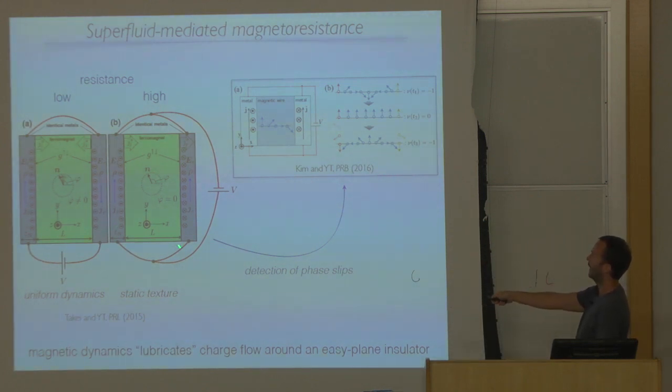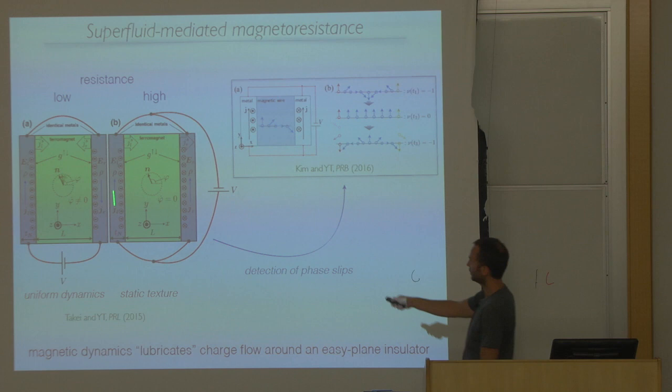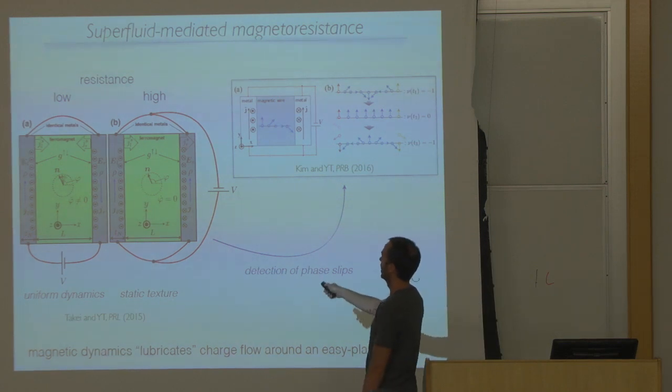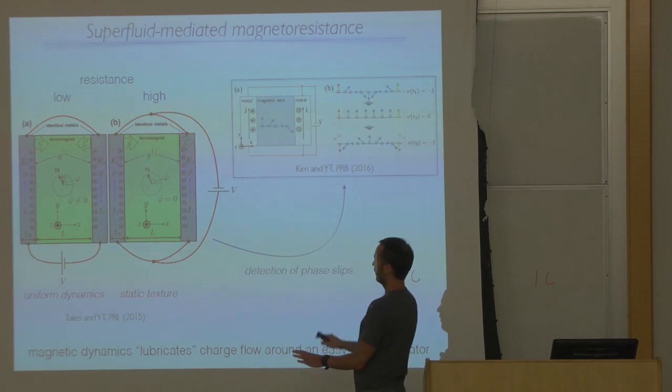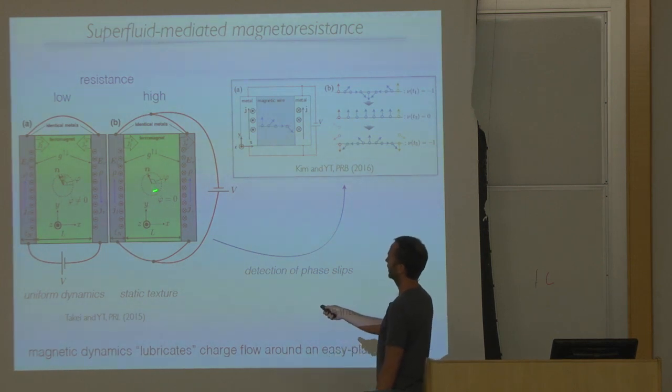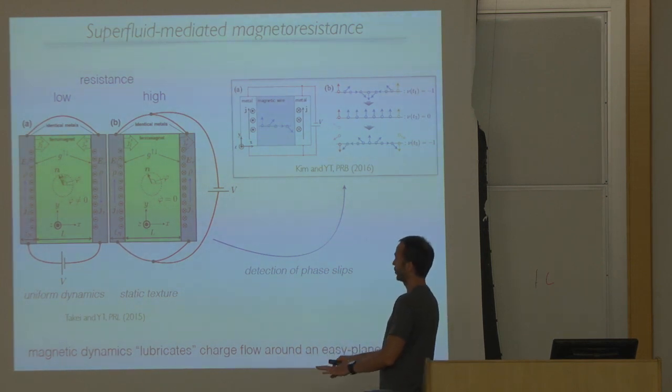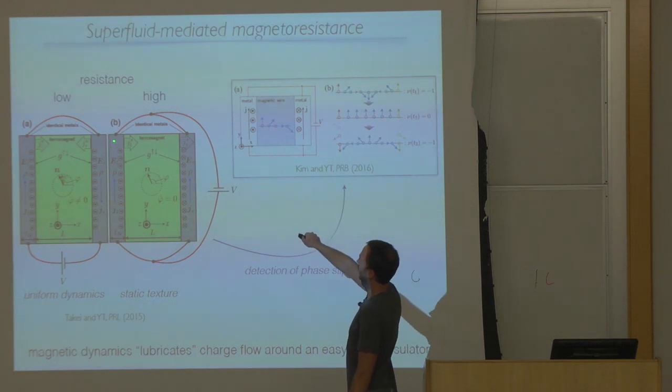The resistance is higher in this configuration when the currents flow parallel to each other. And like I said, these two cases separate the dynamics from the texture. In this case, we have just the dynamics. In this case, we have just the texture. So in a sense, we are injecting spin current here. We're draining spin current here.